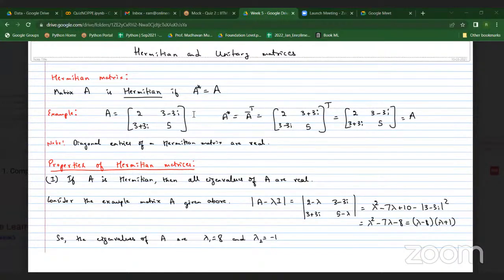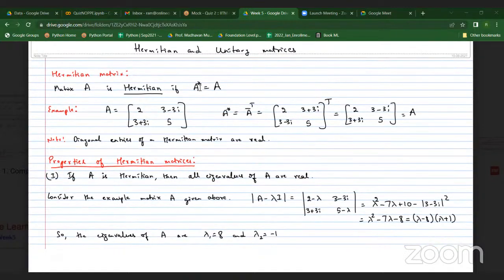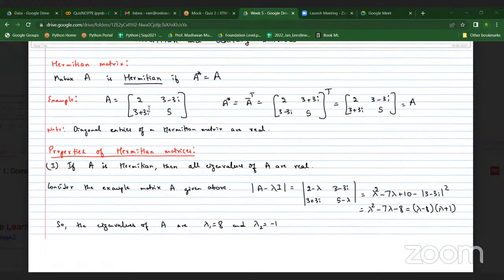Hermitian matrices are actually the counterpart of symmetric matrices. What is a symmetric matrix in the real space is nothing but the Hermitian matrix in the complex space. For a matrix to be Hermitian, A star should be equal to A, which is nothing but A conjugate transpose should be equal to A.